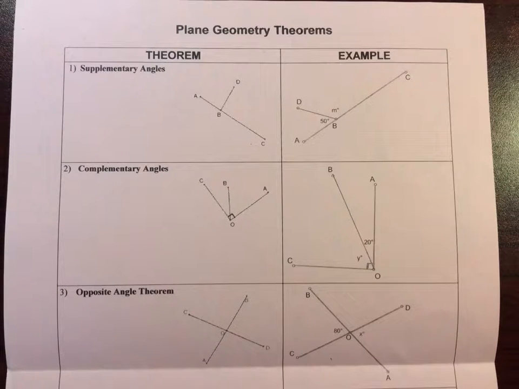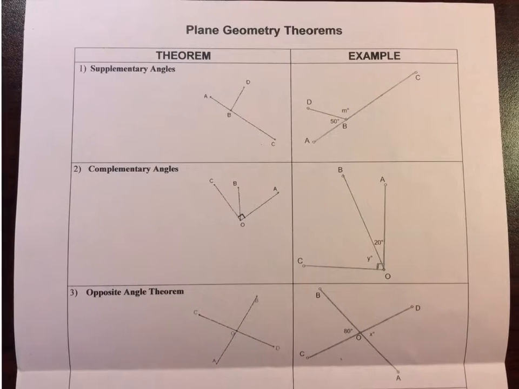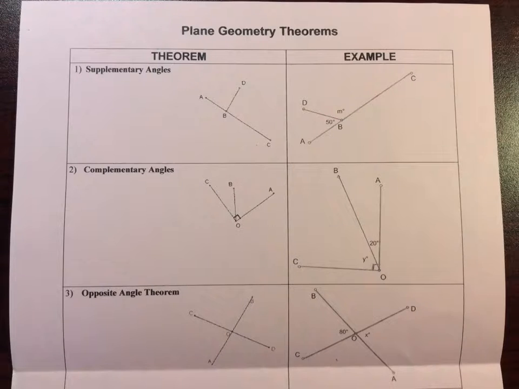This is a review of some of the angle theorems that you should remember from grade 8. First of all, supplementary angles are angles that just add together to equal 180 degrees. The way I remember this is I have a straight line here. So here's my nice straight line. On a straight line, that total has to be 180 degrees.